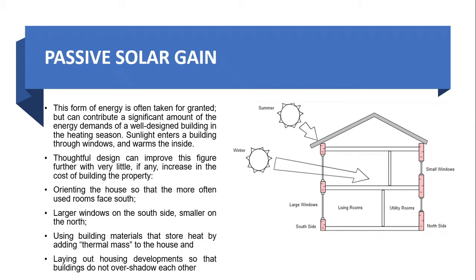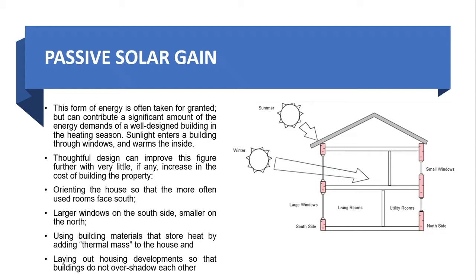This is a form of energy that we usually take for granted, but it is in an architect's hands to design the building in such a way that it benefits from passive solar gain as much as possible. Designing a building according to passive solar gain is going to reduce a significant amount of energy demand within a well-designed building, whether it comes to the heating season or the cooling season.